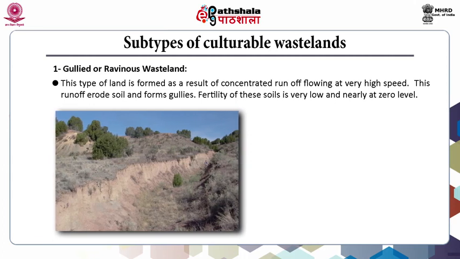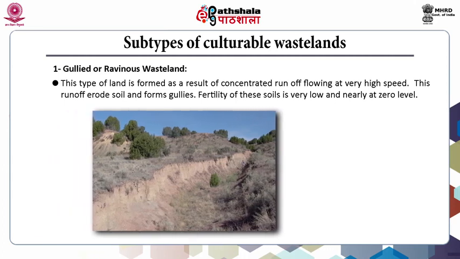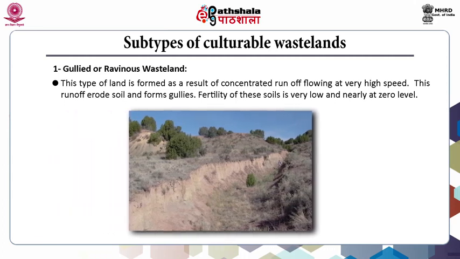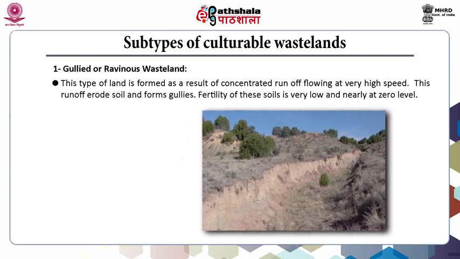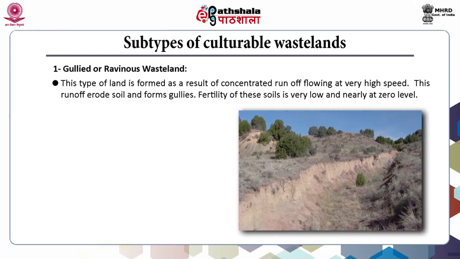Gullied or ravenous wasteland. This type of land is formed as a result of concentrated runoff flowing at very high speed. This runoff erodes soil and forms gullies. Fertility of these soils is very low and nearly zero level, as can be seen in the picture.